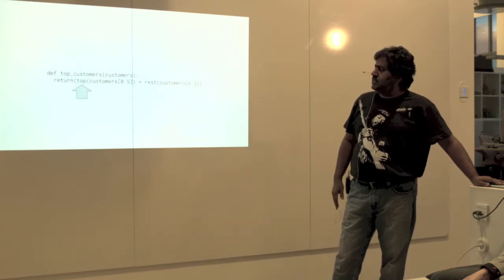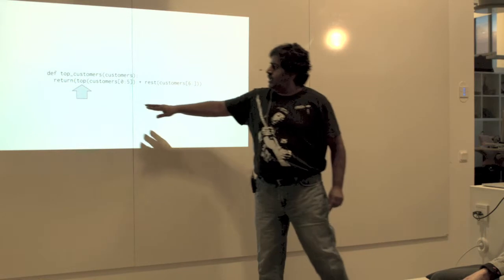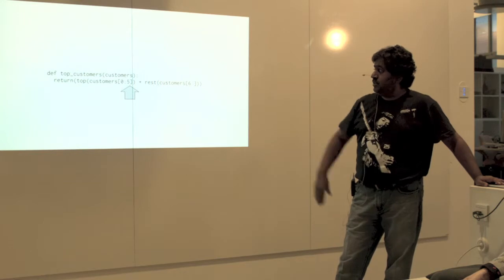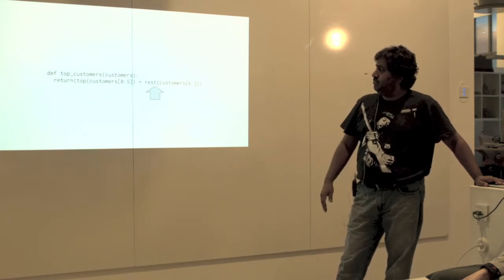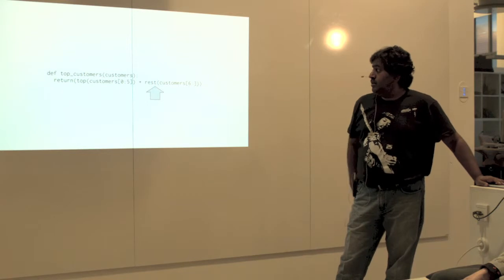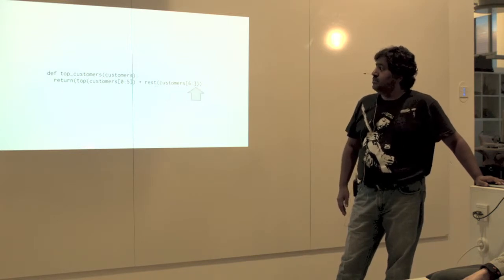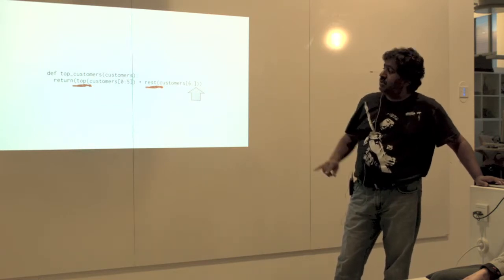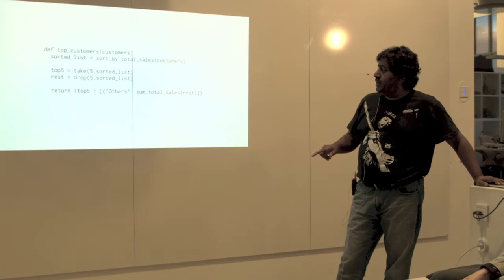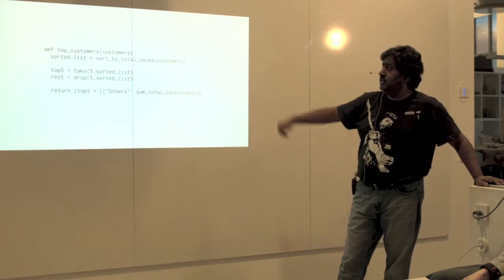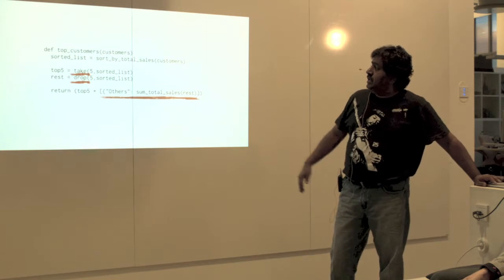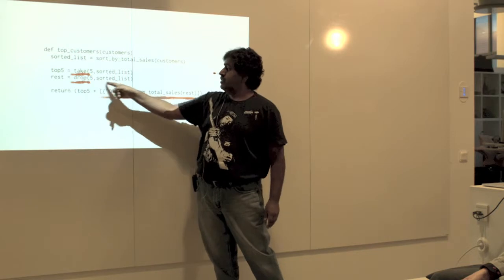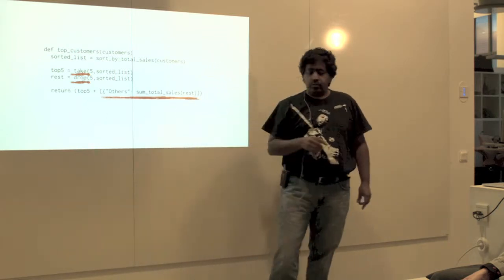Now, what if I wrote it like this? Exactly the same thing. Take top of customers by slicing the first 5, and another function called rest of the customers from 6 onwards. So now here we're emphasizing top and rest. And if we go further, here's the same function written in a different way. Here we sort it, then we're using the take function to get the first 5 and the drop function to get the rest of it, and then we construct it in that way.